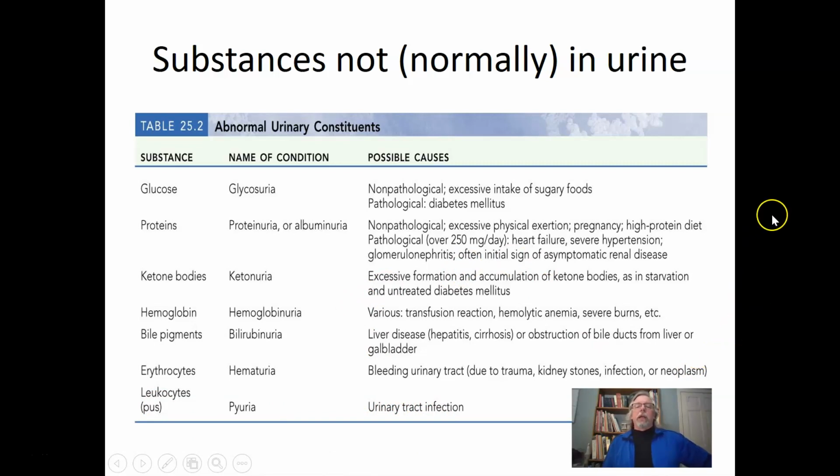All right, I'm going to end this video here. There will be one more video that's going to describe a basic overview of the other main structures in the urinary system: the ureters, the bladder, and the urethra, and control of urination or micturition.